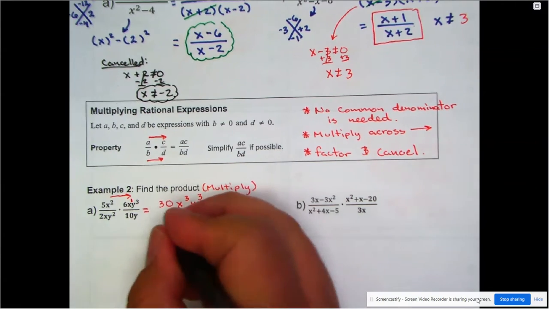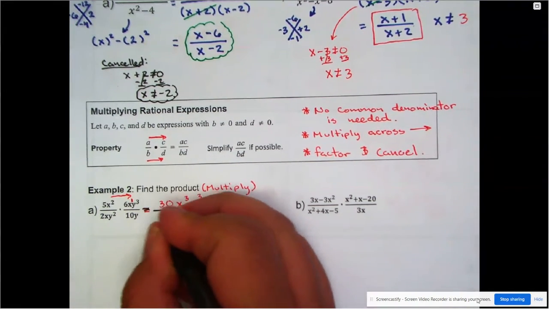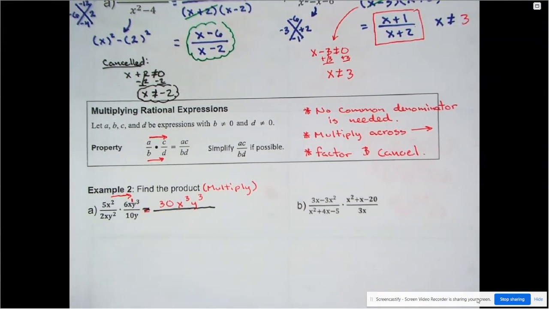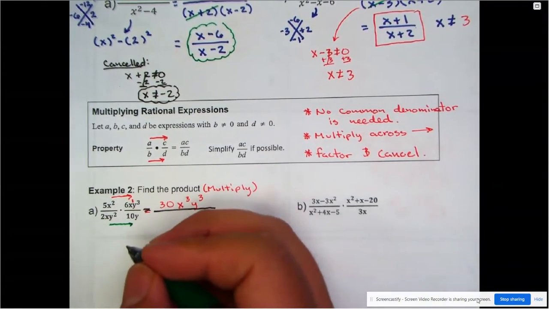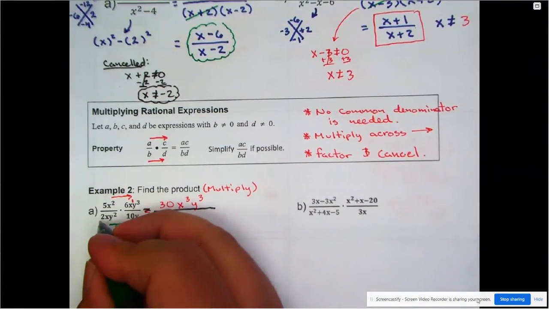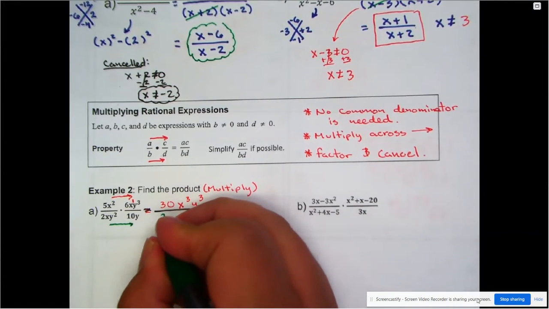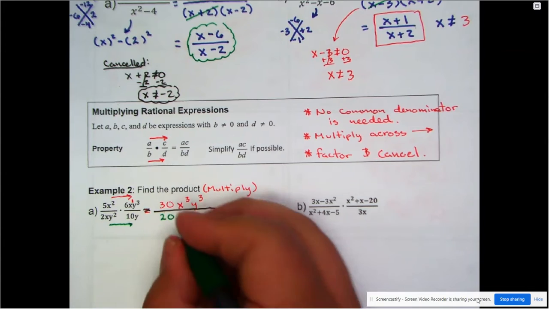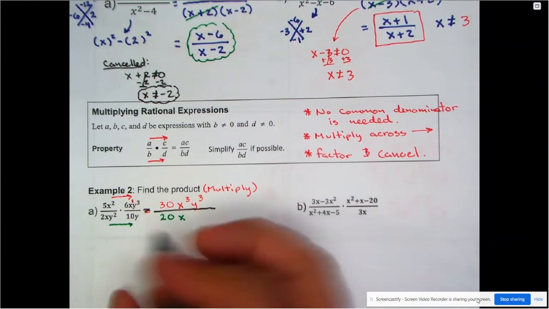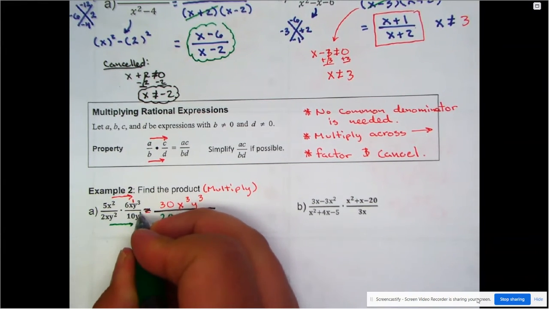Now that's the top. Now we're going to look at the bottom. So when we're looking at the bottom here, again, we're going to multiply straight across. Keep track of all your numbers. Numbers first. 2 times 10, well, that's 20. The x, well, there is no other x, so we're going to write the x. And then it's a y squared and a y to the power of 1.